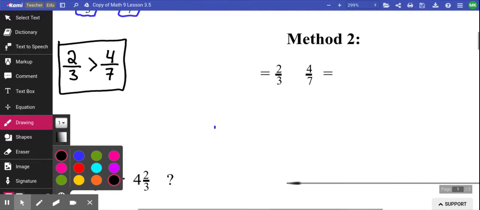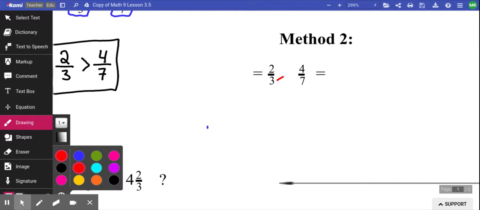Method 2. To figure out which fraction's bigger, you just cross multiply. So I'm going to take that 3 and I'm going to multiply by 4. And I'm going to take that 7, I'm going to multiply by 2. And all you have to do is cross multiply the numerators and figure out what your 2 new numerators would be. So for instance, 2 times 7 becomes 14. 3 times 4 becomes 12.